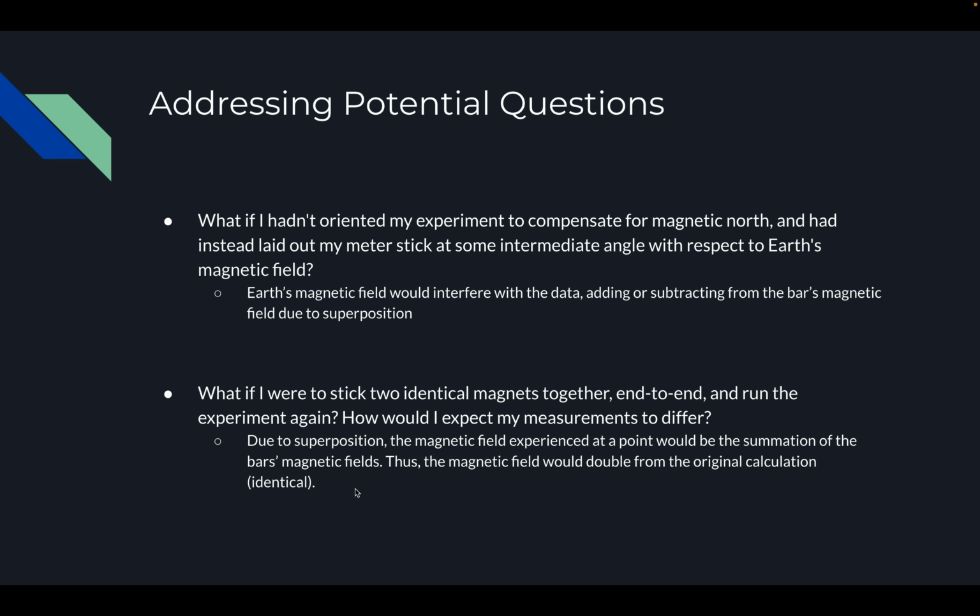What if I were to stick 2 identical magnets together end to end and run the experiment again? How would I expect my measurements to differ? Again, due to superposition, the magnetic field experienced at a point would be the summation of the bar's magnetic fields. Thus, the magnetic field would roughly double from the original calculation.